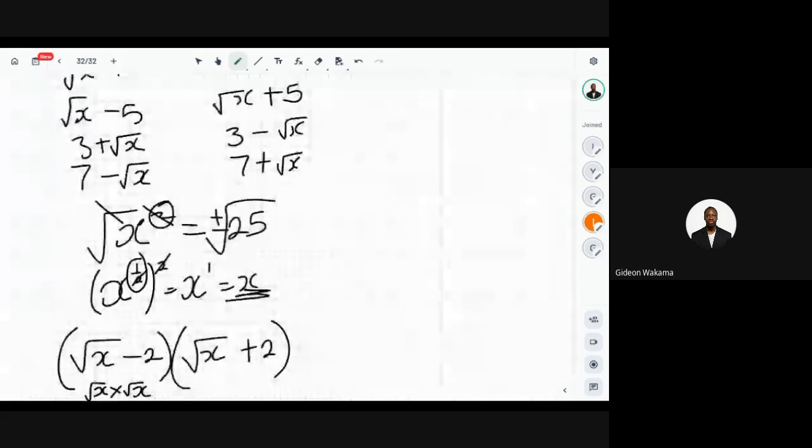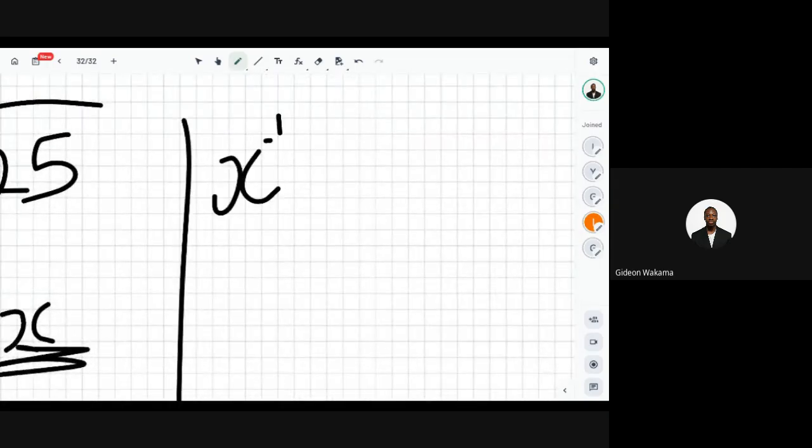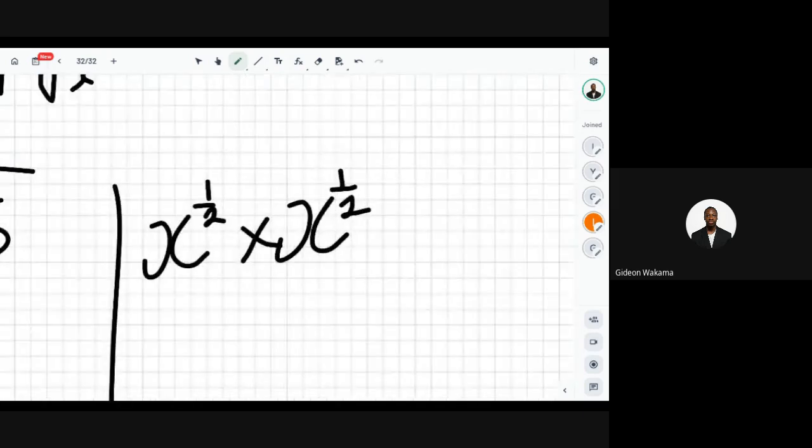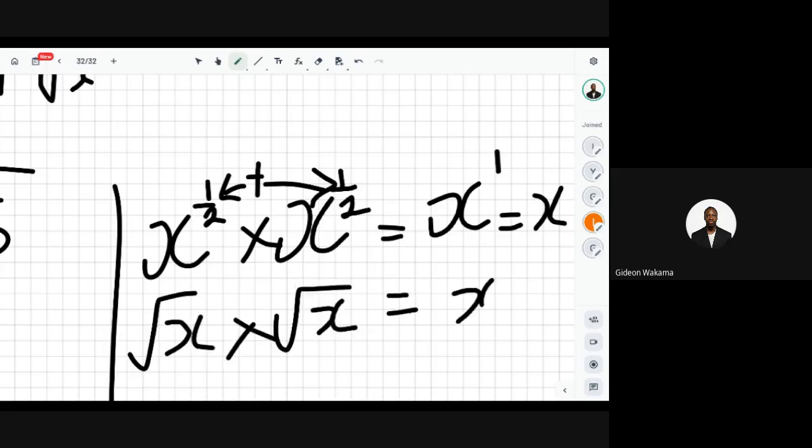So what root x times root x means is this. Root x times root x means x raised to the power 1 over 2 times x raised to the power 1 over 2. And according to the law of exponents, when you're multiplying, the indices add up together. So this is x raised to the power of 1, which is just x. So when you multiply the roots together, you only get the value inside.